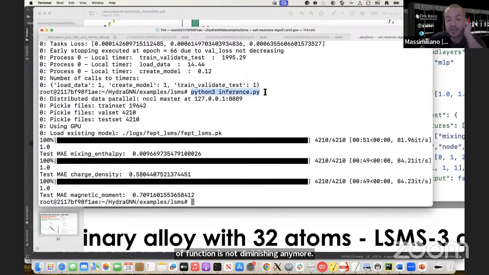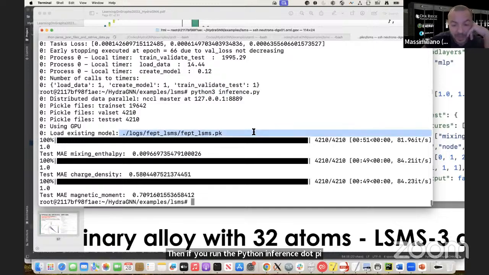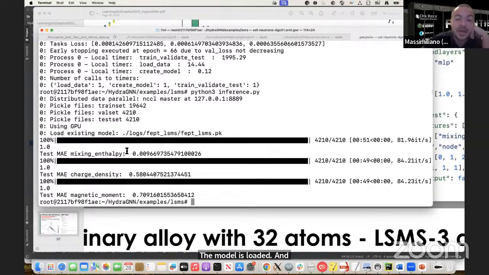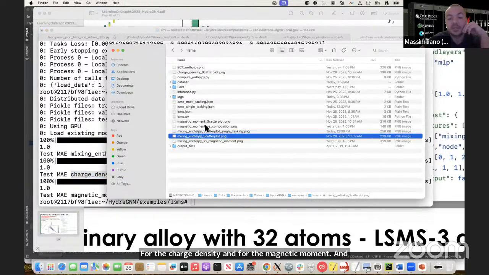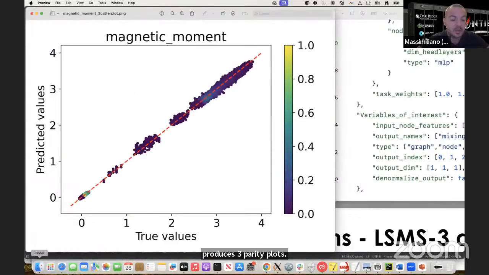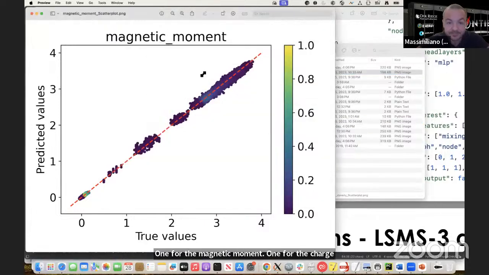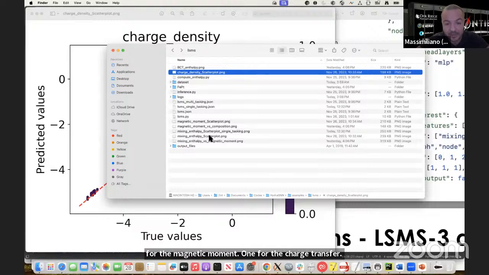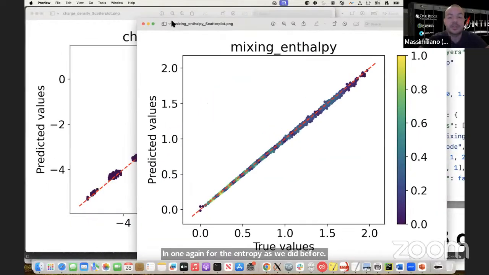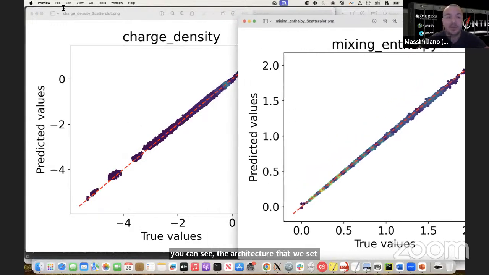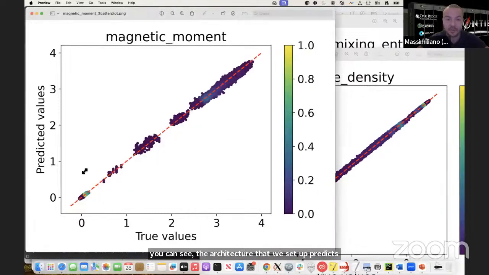Then if you run the Python inference.py script again, the presence of a pre-trained model is identified, the model is loaded, and both quantitative and qualitative statistics are returned for every property that is predicted. Here you see the mean absolute error for the mixing enthalpy, and then the mean absolute error for the charge density and for the magnetic moment. When you run inference.py, the code also produces three parity plots: one for the magnetic moment, one for the charge transfer, and one again for the enthalpy as we did before. As you can see, the architecture that we set up predicts all three quantities, simultaneously predicted by the code, pretty reasonably and accurately.